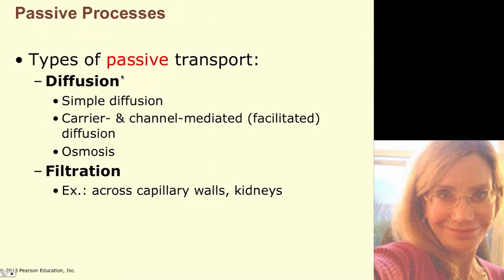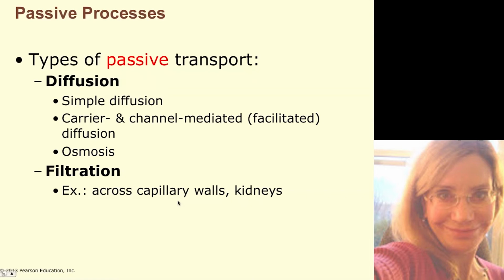Passive processes include diffusion, simple diffusion, carrier and channel mediated or facilitated diffusion, and osmosis. All three of these are types of diffusion. And then another type of passive transport, and this particularly is for water, is called filtration. Filtration can occur across capillary walls.